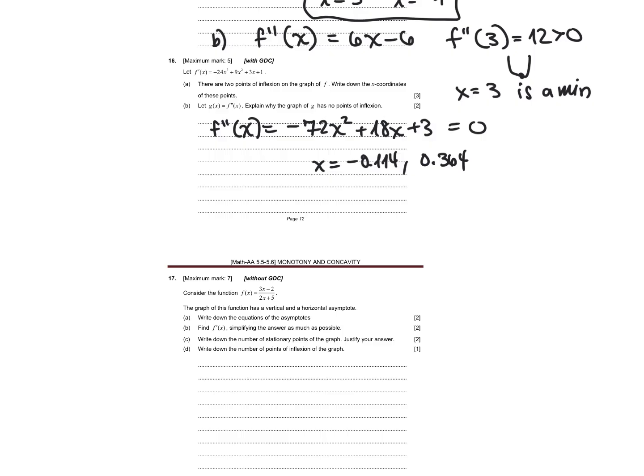Now g equals double prime. So this is g. Explain why the graph of g has no points of inflection. So if we did g prime, we'd get negative 144x plus 18, and then g double prime is negative 144. And that's never equal to 0. And remember, we have an inflection point when the second derivative is equal to 0. So that's why there's no points of inflection.